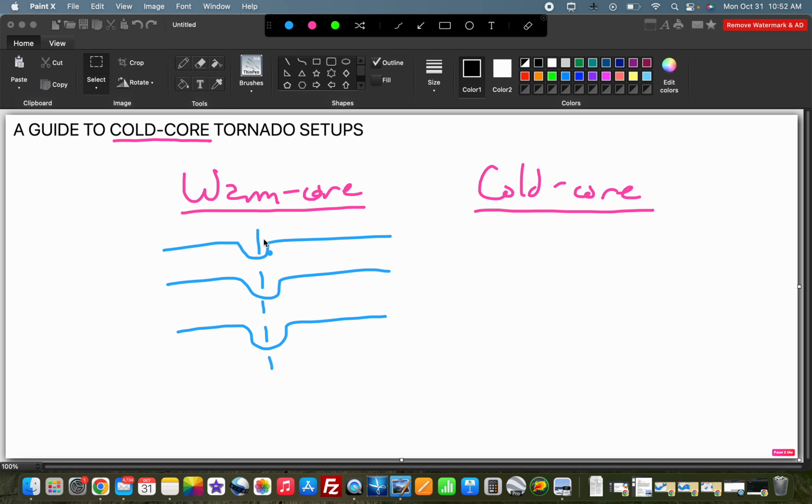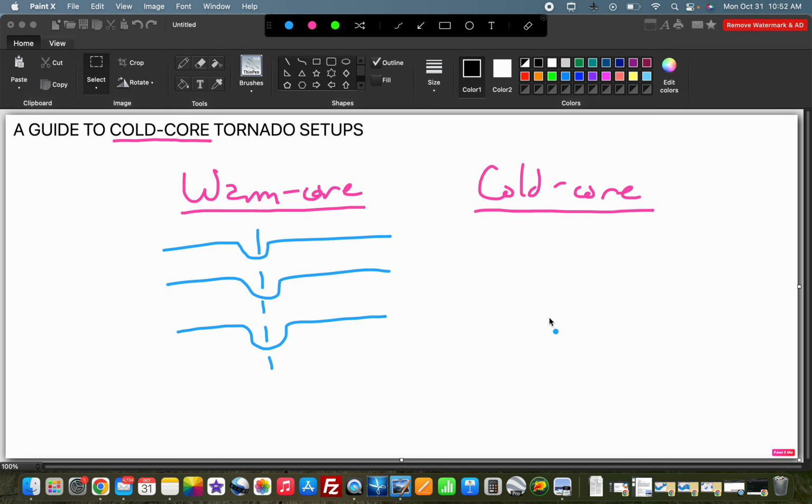The most notable type of warm core system is a tropical cyclone or hurricane. As we know, it's a vertically stacked system with a very strong center of low pressure, in other words, the eye at the center of the system. Those are vertically stacked warm core systems. With a cold core system, it is not vertically stacked. Instead, the center of low pressure is going to be tilted with height.